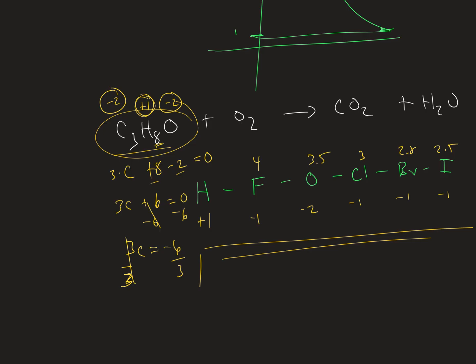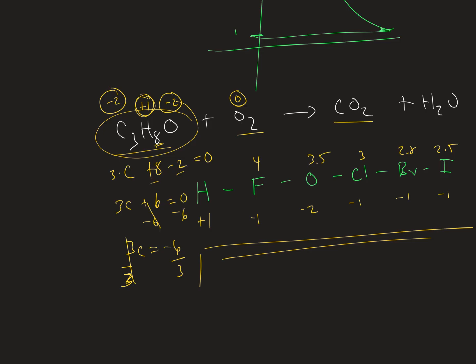All right, what is the oxidation number for oxygen in O2? 0. Why is it? Because it's all alone. That's how oxygen appears by itself, as O2, right? One of those diatomic molecules. But any atom by itself has an oxidation number of 0.